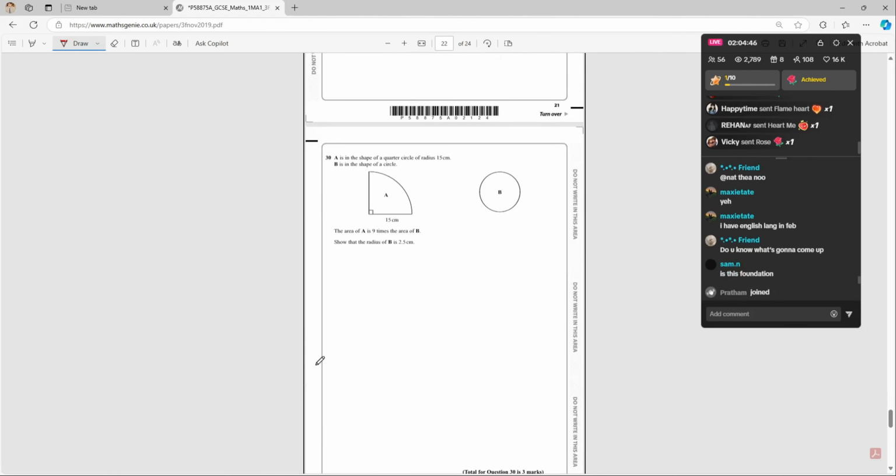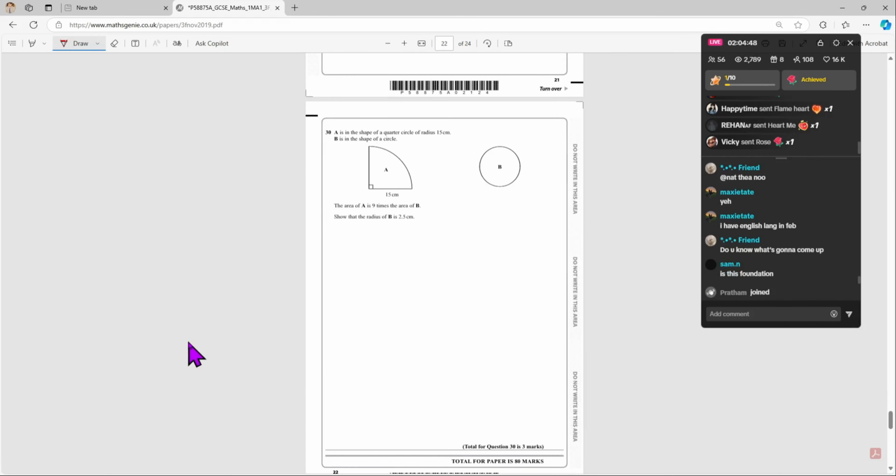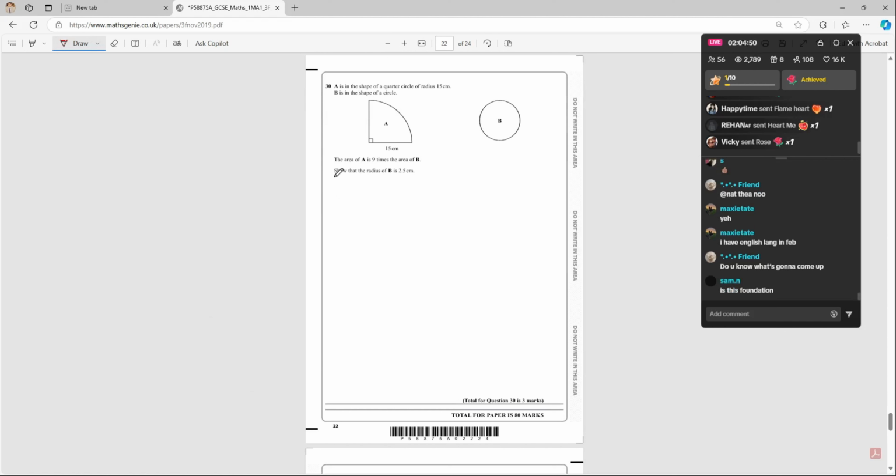So guys, let's move on to our last question. Question number 30, worth 3 marks. A is in the shape of a quarter circle of radius 15 centimeters, and B is the shape of a circle. The area of A is 9 times the area of B. Show that the radius of B is 2.5 centimeters.